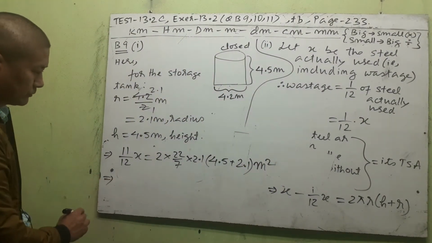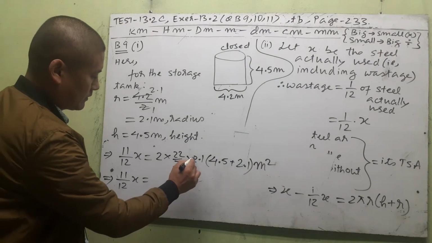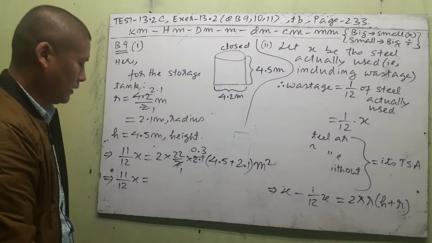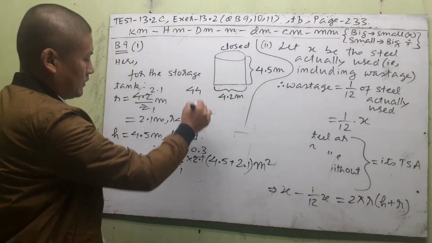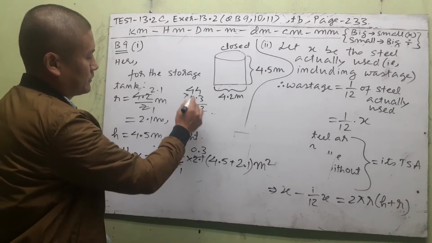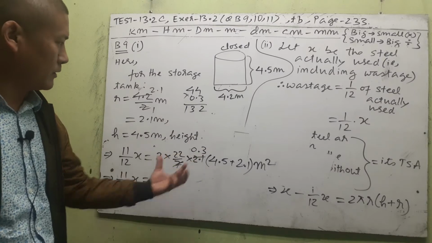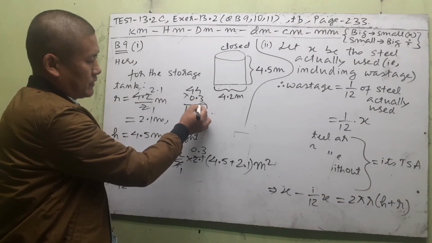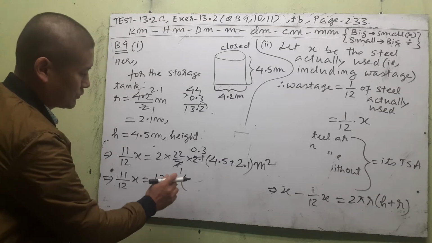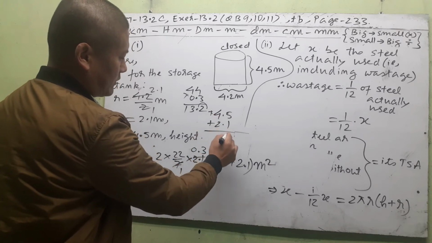So that will imply 11 by 12 x. We'll solve this part a little bit. 7 ones are 7. 2 is less than 7, so 0 point. Then it becomes 21. 7 threes are 21. 2 into 44. 44 into 0.3. You see here 3 fours are 12, plus 1, 13. So when we multiply 2 into 22, 44, and multiply the 0.3, one decimal place, so the decimal moves between 3 and 2. This part multiplied gives us 13.2 into 4.5 plus 2.1. Both are plus, so we add, so 6 here and 6 here.